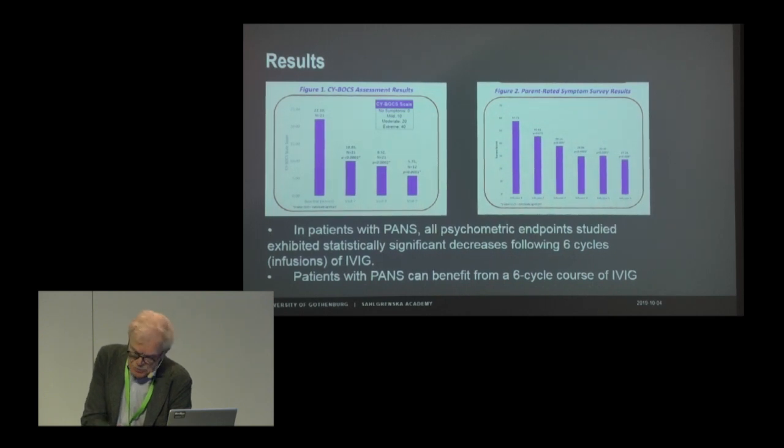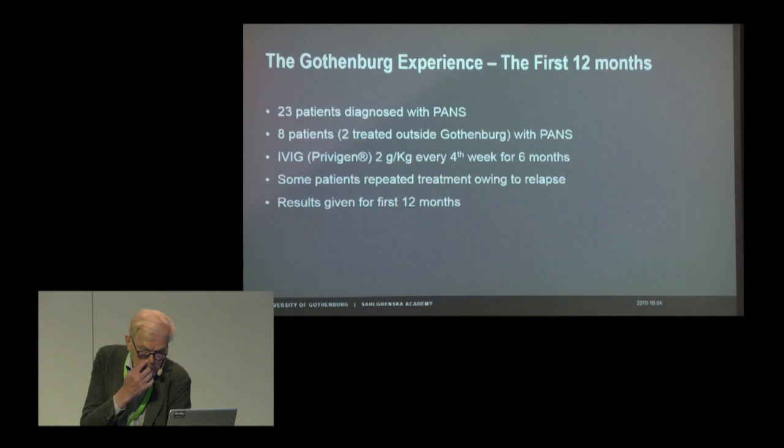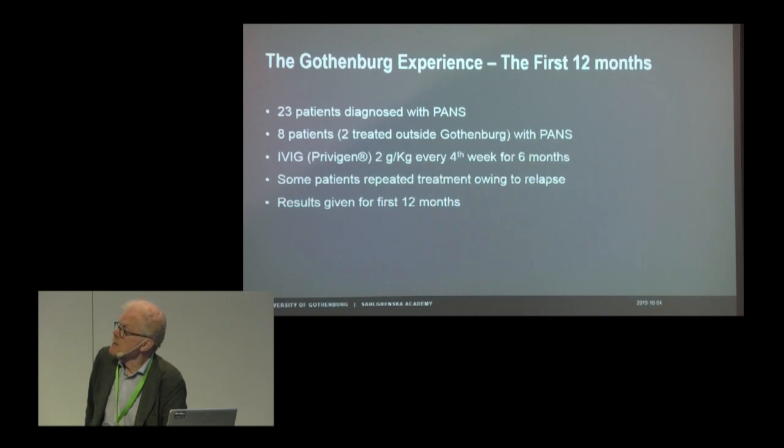Then comes our experience. We don't have that many patients, but in the first 12 months, 23 patients we had diagnosed during the study time with PANDAS, and 8 patients were treated with immunoglobulins, 2 outside Gothenburg. They got immunoglobulin, IVIG 2 grams per kilo every 4th week for 6 months.